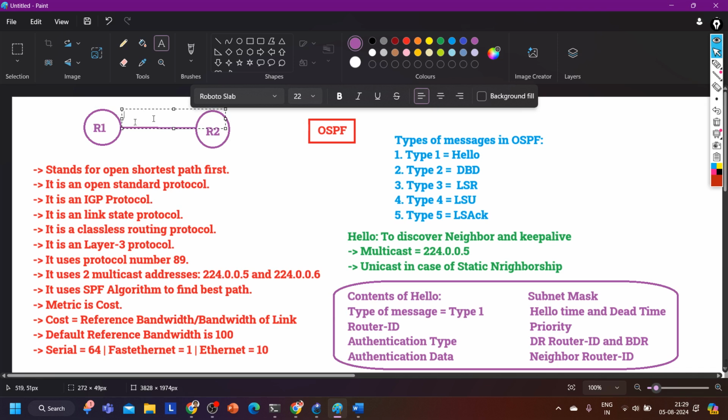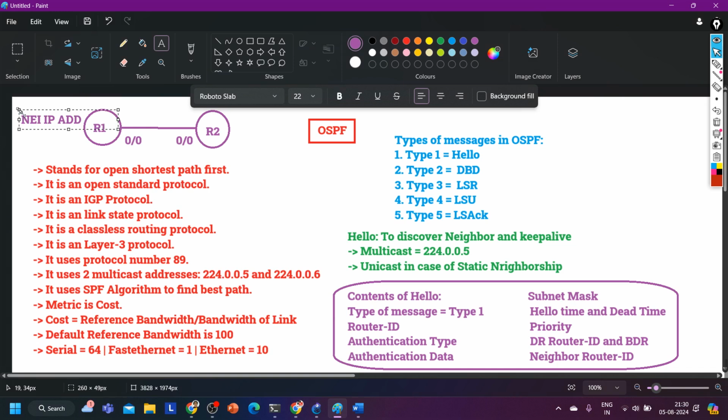That is dynamic neighborship. If I advertise this interface F0/0 of router 1 and F0/0 of router 2 with the help of network command, will these two routers form neighborship? Yes. And which type of neighborship? That is dynamic neighborship. But in EIGRP we have seen we have option to configure a static neighborship as well. Like on router number 1, manually I can say neighbor. Under router OSPF 1 I can say neighbor and then IP address of router 2.